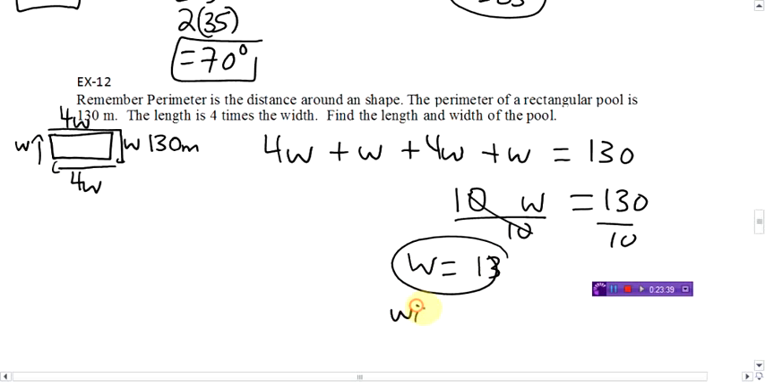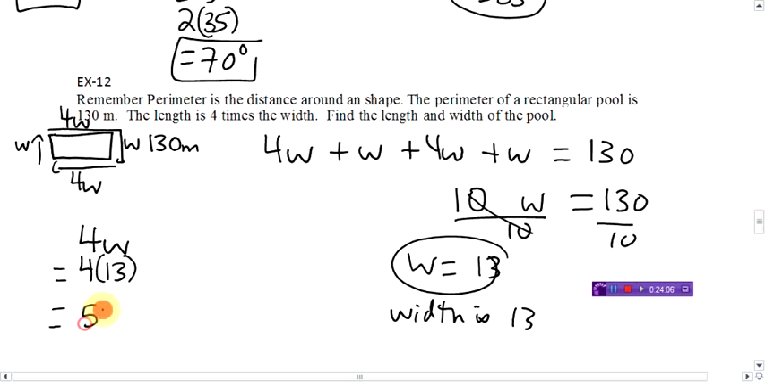So the width is 13. What's the length? Well, the length is shown by this side, which is 4W. So if the length is 4W, well, we know that W is 13. Let's just sub in 13 in for that. 4 times 13 is 52.